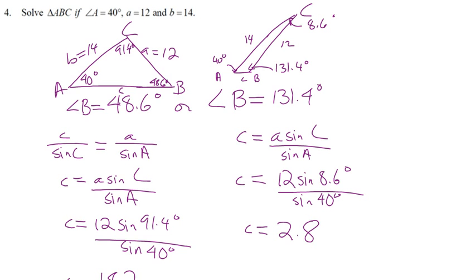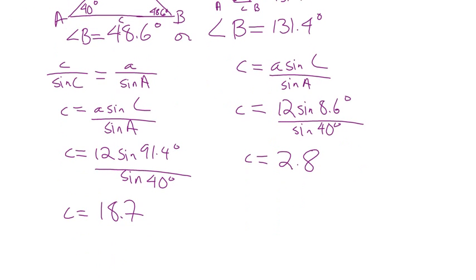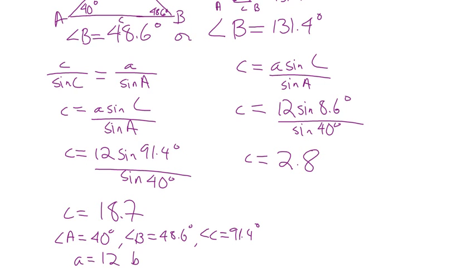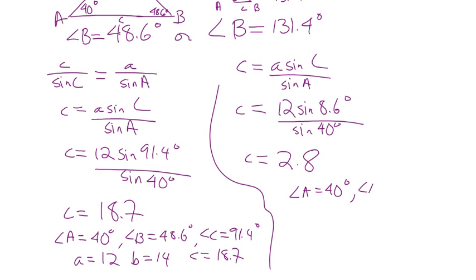So we have two possible triangles, right? If we want to summarize, we could say angle A is 40 degrees, angle B was 48.6 degrees, angle C was 91.4 degrees, little a was 12, little b is 14, and little c is 18.7. And over here, angle A, still 40 degrees. Angle B, 131.4 degrees. Angle C, 8.6 degrees. Little a, still 12. Little b, still 14. And little c, 2.8. Okay. So two possible triangles.